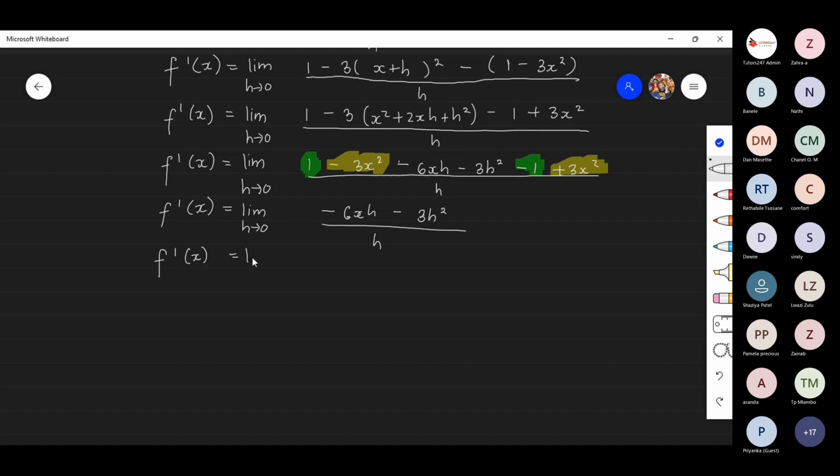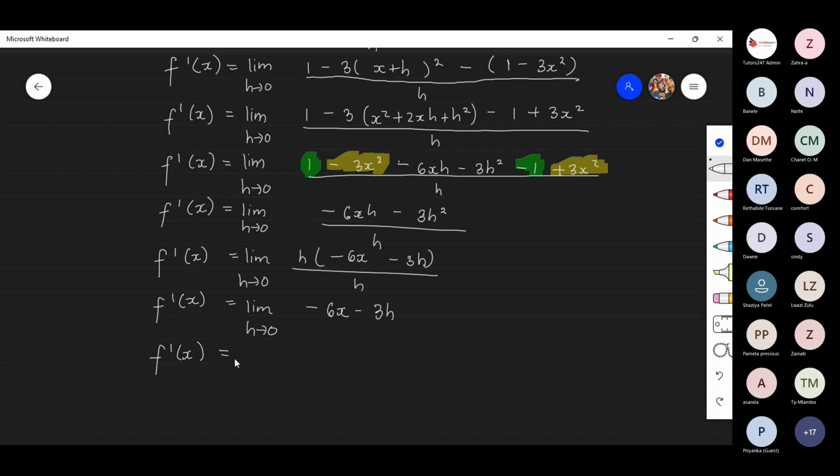And that is then going to give us the limit as h approaches 0. And now we're going to take out our common factor, which is h, into negative 6x minus 3h all over h, and the h on top and the h at the bottom will cancel each other out. So that will leave us with the derivative of f of x equals the limit as h approaches 0 of negative 6x minus 3h.